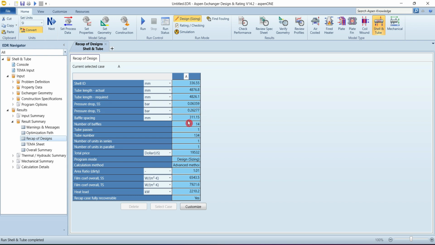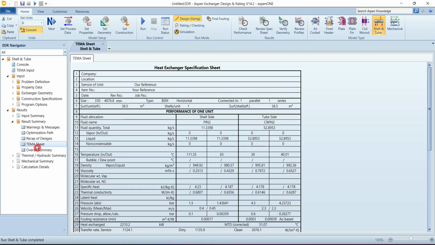It has calculated the baffle spacings, number of baffles. You can consider total number of tubes are 134. Coefficients on the shell side and on the tube side, film coefficients, the duty is still the same that was given as a default input information. The most interesting thing is the TEMA standard sheet.